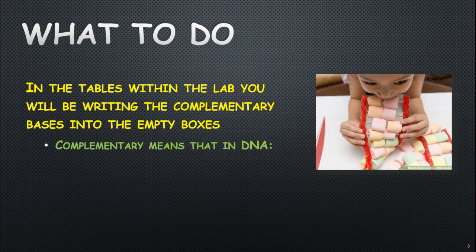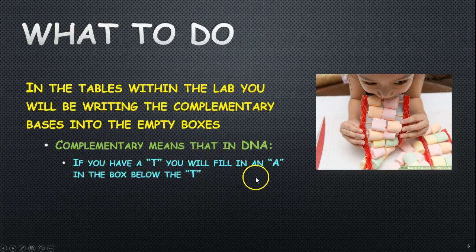Now, when you start completing the lab, you notice there's some tables in there, and in some of those boxes you're going to write complementary bases. So you'll make one strand of DNA and you'll write that in the box, or you'll pretend to make that piece of DNA and you'll write the various bases, one base per box. And then in the box below them, you're going to put the complementary bases.